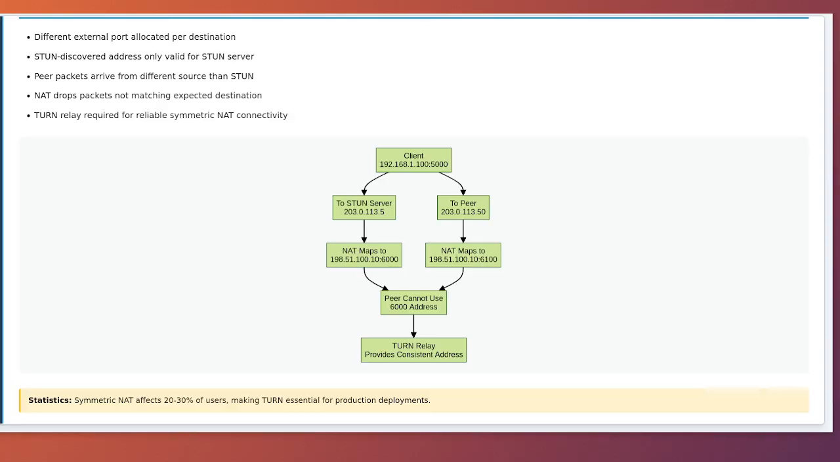TURN. The TURN server acts as a middleman, receiving traffic from both peers at their respective relayed addresses and forwarding between them. While this adds latency and consumes server resources, it provides guaranteed connectivity. This reliability is why enterprise WebRTC deployments always include TURN servers, even though the majority of connections may succeed with direct or STUN-assisted paths.